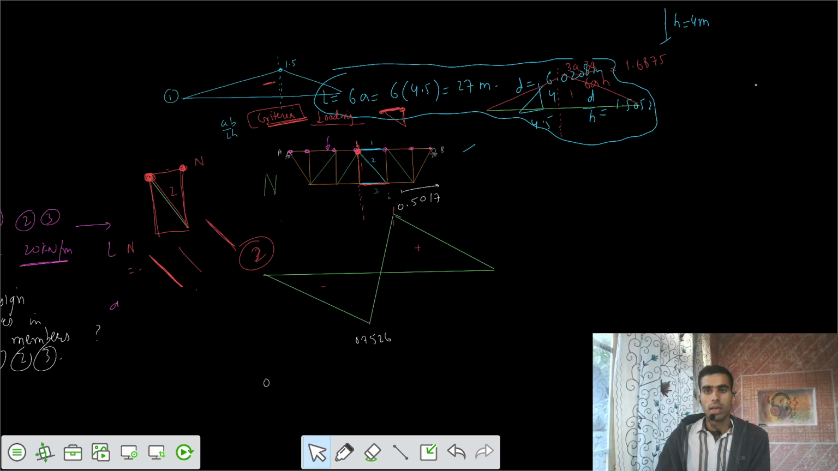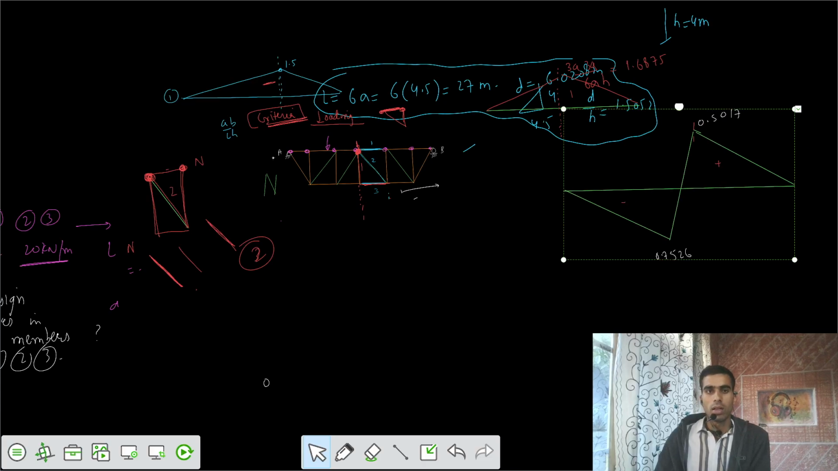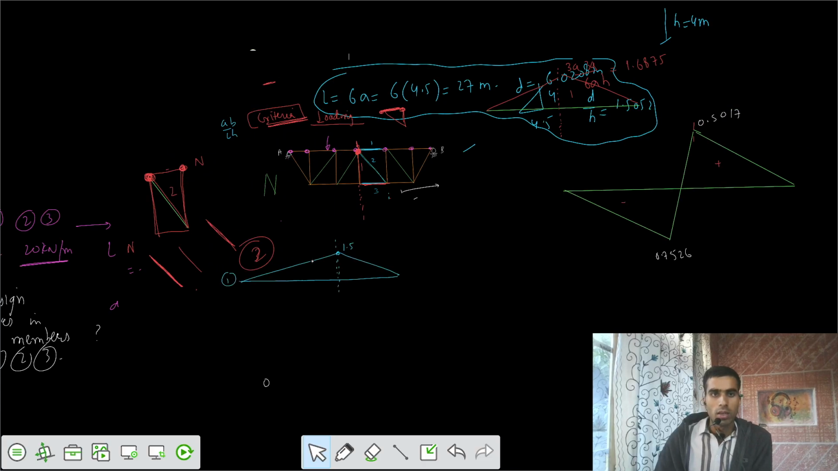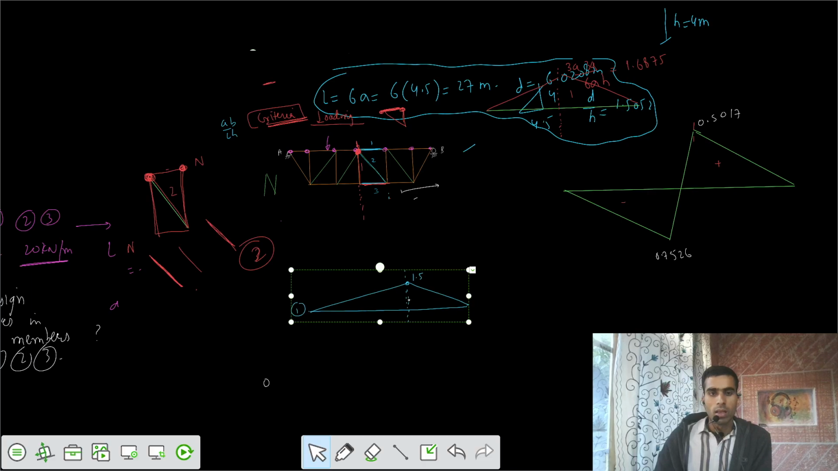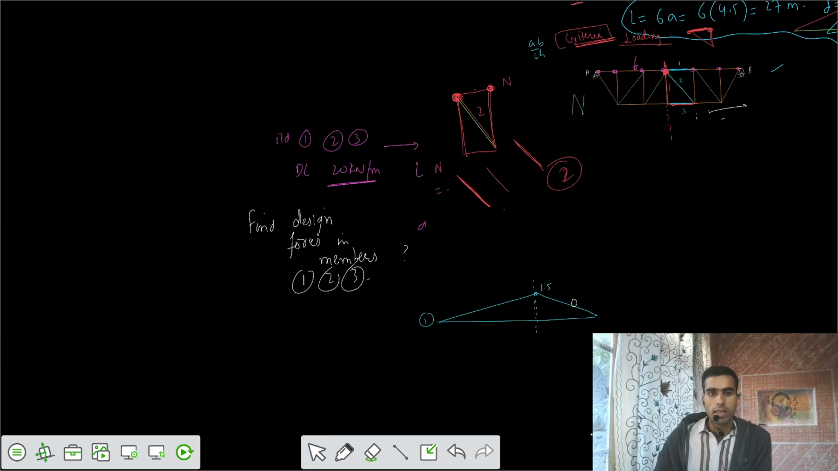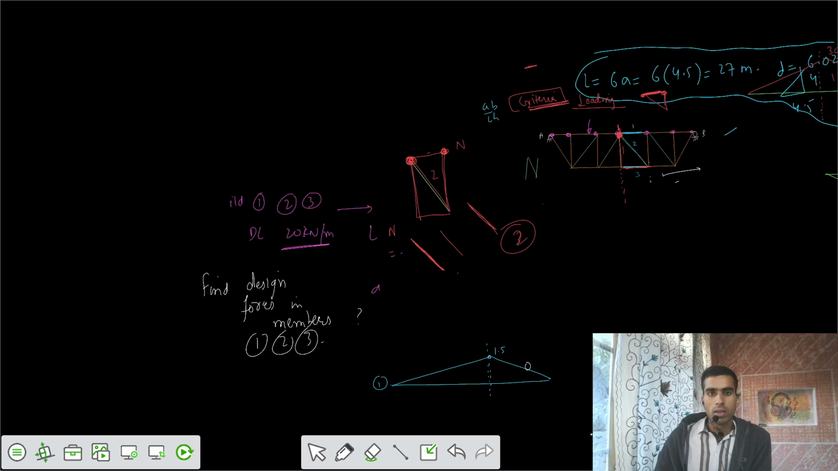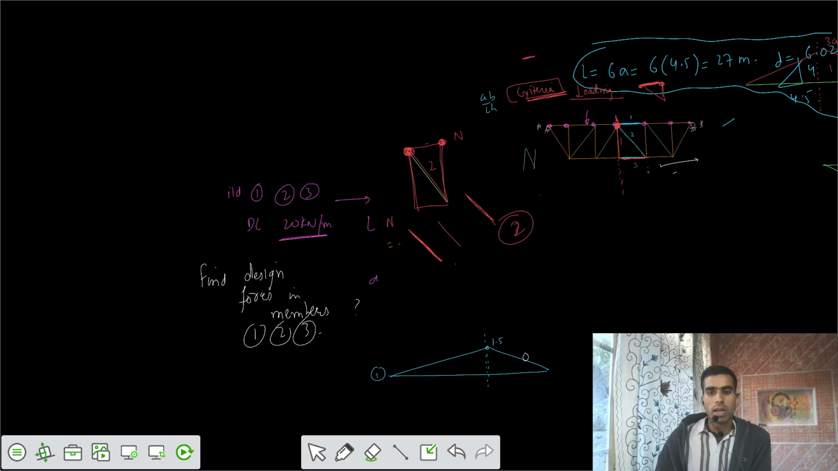Let's keep it aside for now. And now we are taking the first one. It's saying that the loading is dead load and live load. We're having dead load and live load.